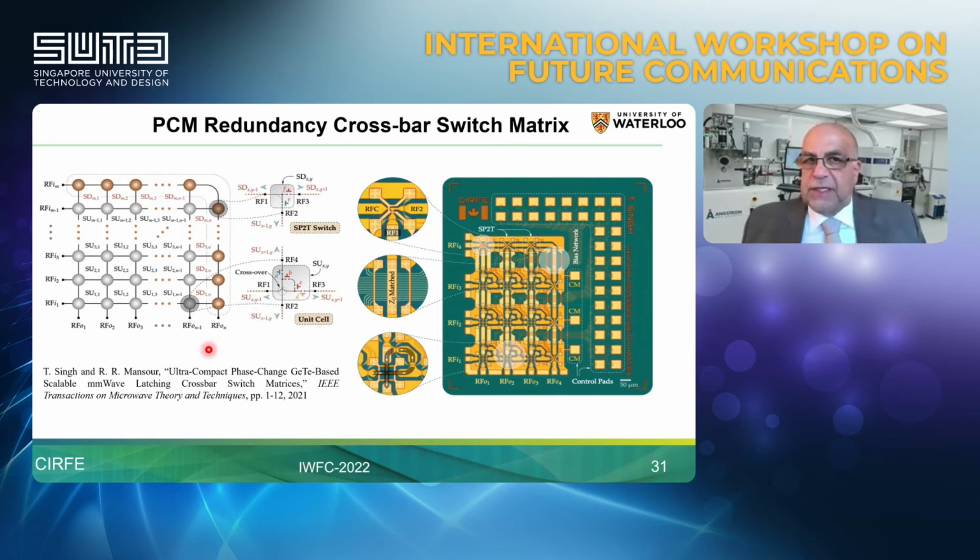Crossbar switch matrices are very, very interesting. Industry has been using them. I used to work in industry in the 90s, and we used to make them out of semiconductor. The switch matrix was quite large. We used to make them in hybrid fashion, of course, at that time. Basically, this switch matrix has several ports, the vertical ports here and the horizontal ports. You can route any of these ports to any of these ports.